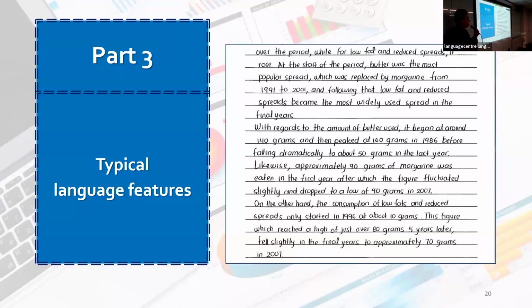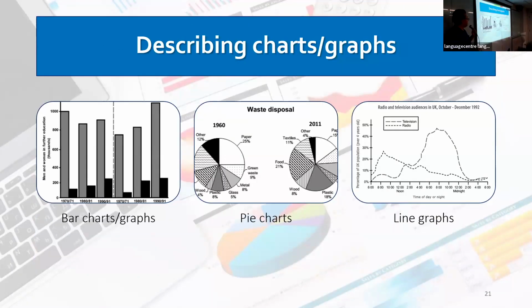Now this is the most important part of the workshop. Remember, I talked about 4 different types of tasks in the IELTS Writing Task 1 exam. I'm going to tell you what key language features you have to demonstrate for each different type of task. Let me begin by talking about graphs or charts. There are basically 3 types in the IELTS exam: bar charts or bar graphs, pie charts, and line graphs.